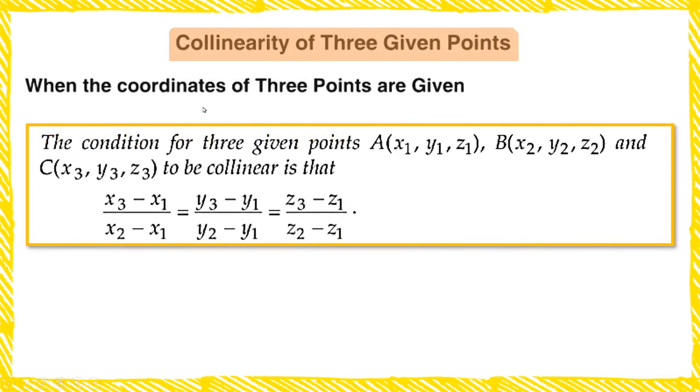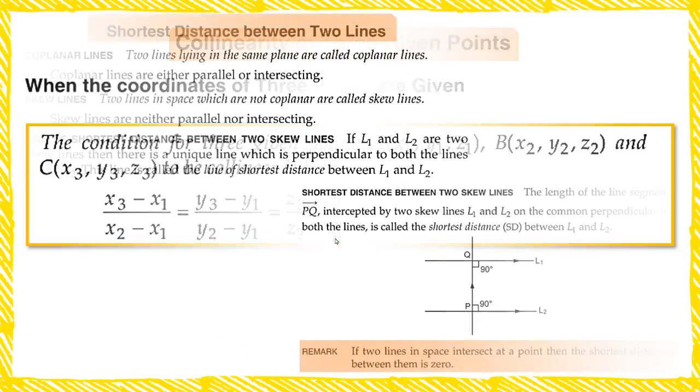Now, when the coordinates of 3 points are given, the condition for the 3 given points to be collinear is this: x3 minus x1 upon x2 minus x1, y3 minus y1 upon y2 minus y1, z3 minus z1 upon z2 minus z1. Very simple.